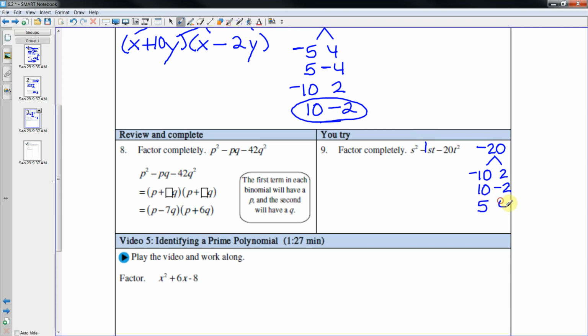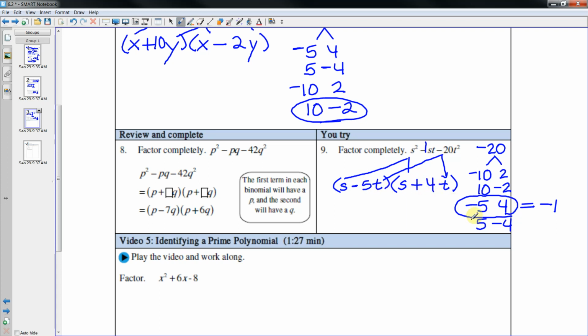Alright, let's try 5 times 4. So negative 5 times positive 4, positive 5 times negative 4. The negative 5 plus 4 adds up to a negative 1 when I add those together. So this is my right combination. So I'm going to make my parentheses. This time I have an s, so s and s. I have a t at the end, so t and a t. And my factors were minus 5, so I have a minus 5t and a plus 4t. And there's the right combination.